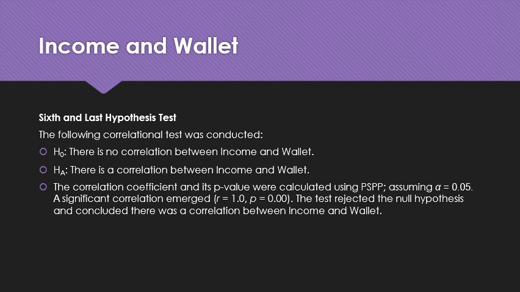A significant correlation emerged where the coefficient was 1.0 and the p-value was 0.0. The test rejected the null hypothesis and concluded there was a correlation between income and wallet.